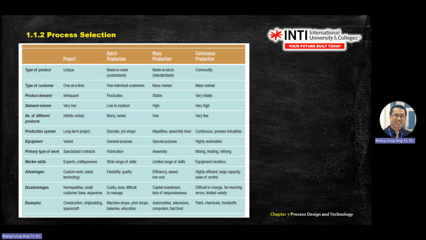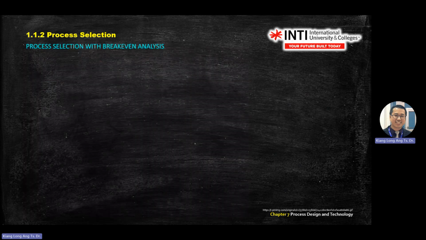Okay, so this table is important. Go and read. What are the differences from project until continuous? Type of products, type of customer, demand, equipment, all this one you read. It's very boring if I go through each one of it. And you have seen how I asked your questions in your test. So if there's a table, then you pay attention.